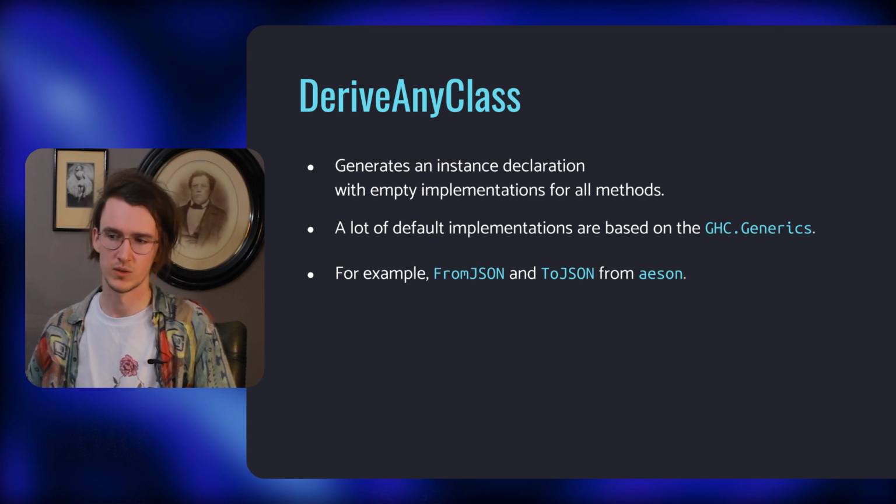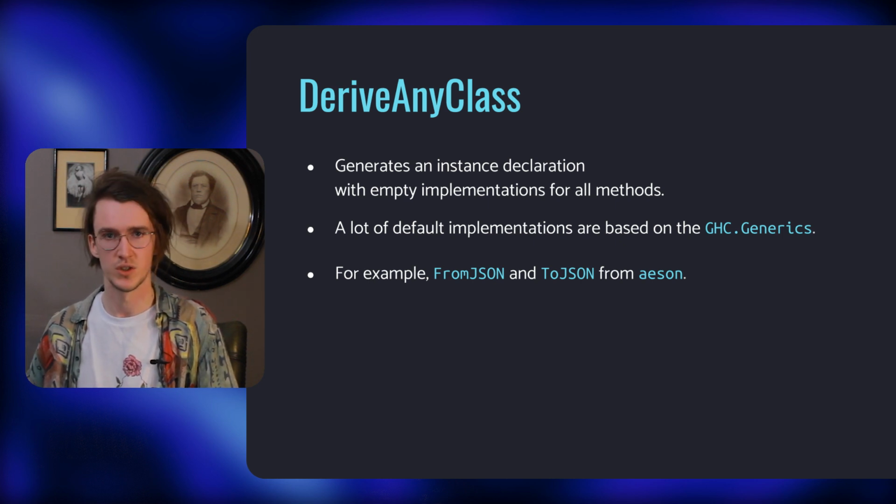A lot of default implementations are based on GHC generics. For example, FromJSON and ToJSON from Aeson. Note that later in the course, we're going to cover generic derivation and these instances in more detail.